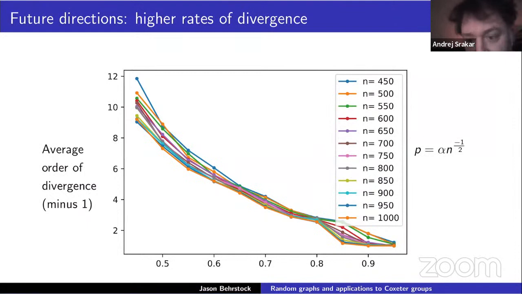Got it, good question. I'll answer in two parts. One is you could ask about Artin groups. Artin groups have similar presentations to Coxeter groups, except you don't have the squares, so your generators are infinite order instead of finite order. If you ask the same question about right-angled Artin groups, I've got a theorem with Ruth Charney from 10 or 15 years ago, where we proved that every right-angled Artin group has either linear or quadratic divergence.